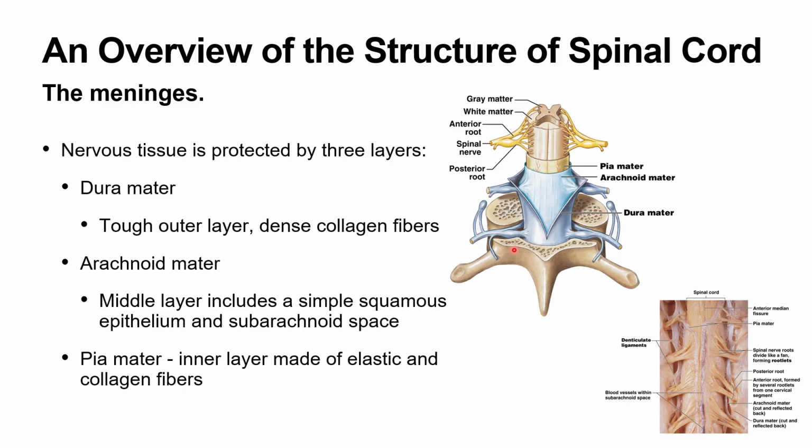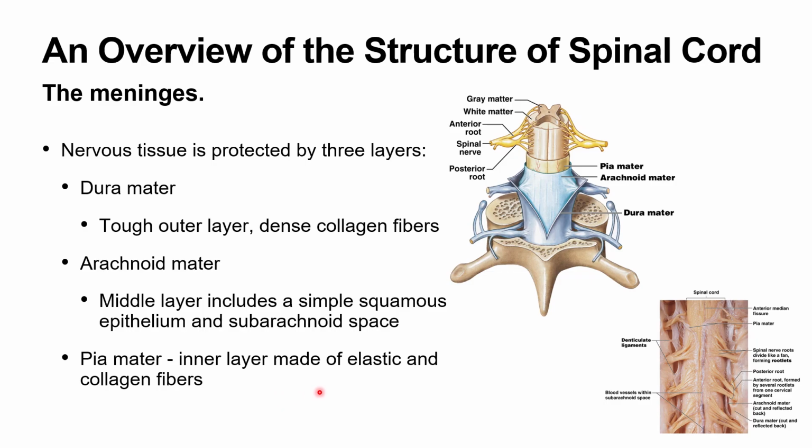The next layer is going to be called the arachnoid mater, or the arachnoid layer, which is going to include a couple of different areas. And this is going to include the subarachnoid space, which is going to be where we see the blood-brain barrier that I mentioned in our previous chapter. And then we have the pia mater.